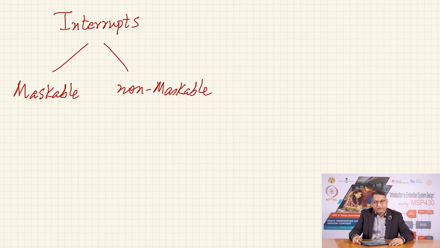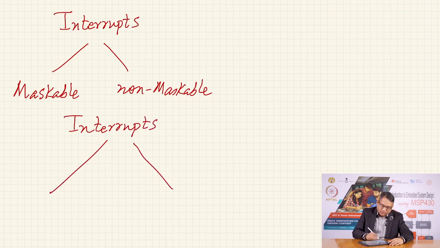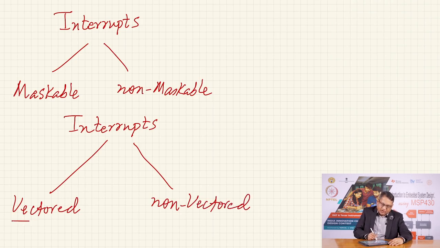There is one more way to classify interrupts, and that deals with vectored and non-vectored. What is the meaning? When I use the term vectored interrupts, that means whenever an interrupt happens, I know exactly where to go looking for the subroutine to deal with that interrupt.